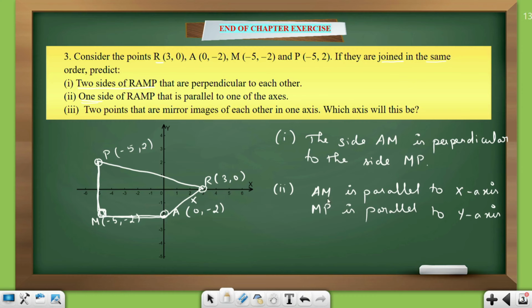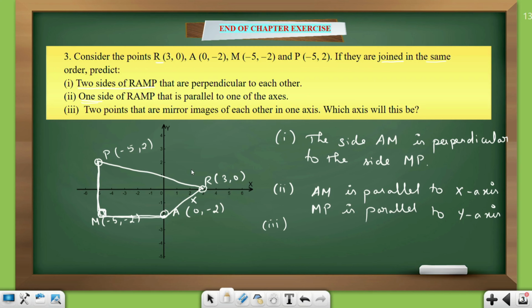Since it's about only one side, you can write either the first one or the second one. It's based on our decision. Okay. And finally, third case, two points that are mirror images of each other in one axis. Which axis will this be?